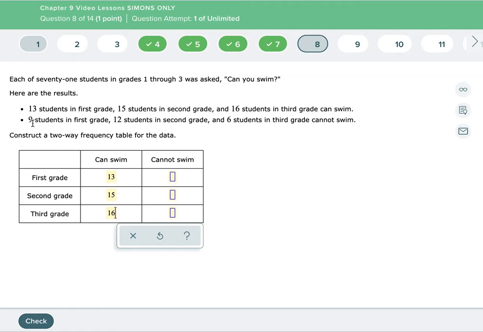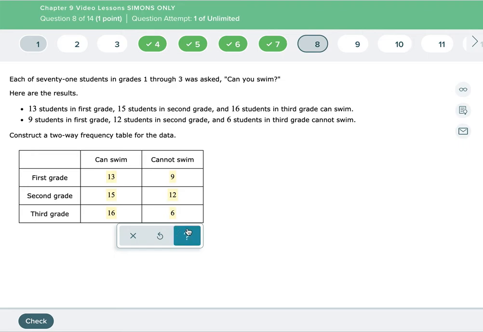And then on this lower line here, 9 students in first grade, 12 in second, and 6 students in third grade cannot swim. They can't swim. So 9 in first grade cannot swim. So my cannot swim column's right there. First grade's right here. Go where they meet, put that number in. 12 students in second grade cannot swim. So here's my second grade, and it meets the cannot swim right here. That's where the 12's going to go. And then my 6 students in third grade cannot swim. So third grade meets the cannot swim right here. And then put that in.